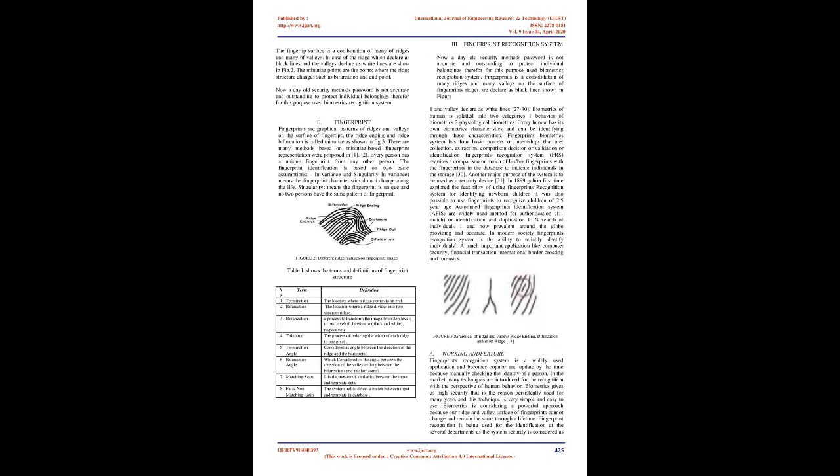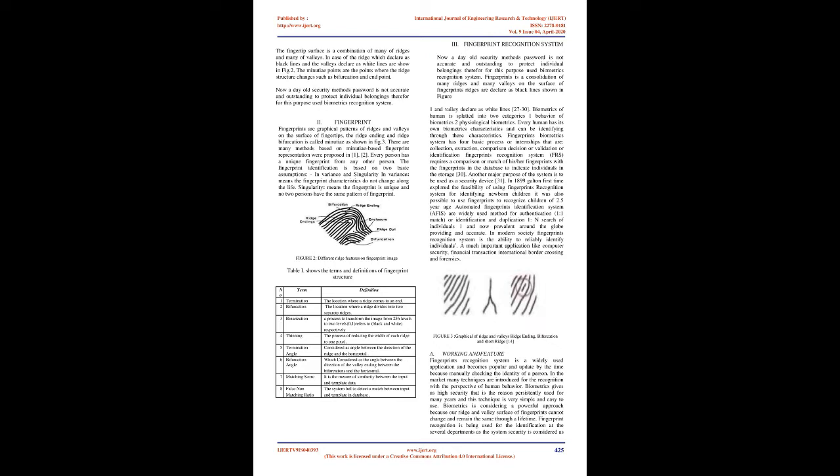3. Binarization. A process to transform the image from 256 levels to 2 levels, 0 and 1, which refer to black and white, respectively. 4. Thinning. The process of reducing the width of each ridge to 1 pixel. 5. Termination. Considered as the angle between the direction of the ridge and the horizontal.